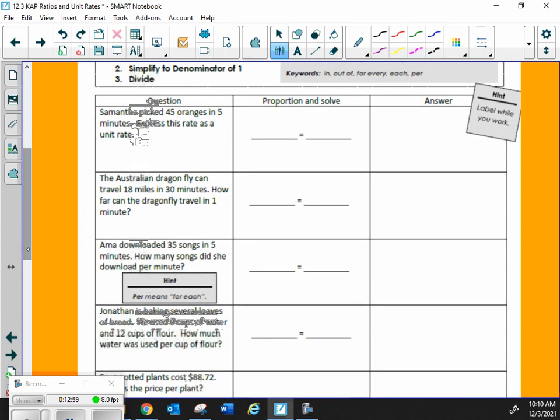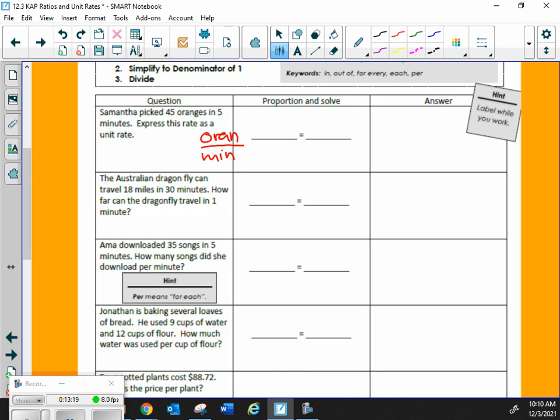So, question number 1. We have to take 45 oranges in 5 minutes. Express this as a unit rate. Okay? Always put your units. What 2 things are we talking about in here? We're talking about minutes and oranges. I'm going to put oranges on the top, oranges over minutes. Again, that helps me set up my proportion.